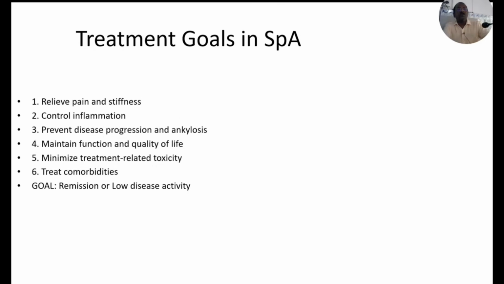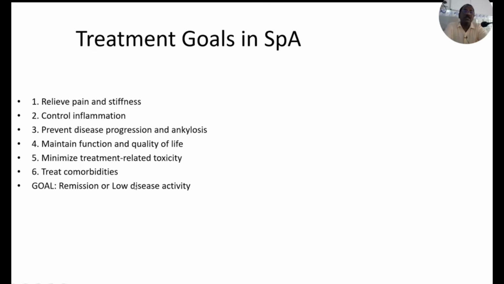Now coming to the treatment goals. The first goal should be relief of the pain and stiffness. That is what the patient comes to you for, so you want symptomatic relief. Control further inflammation in the joints and prevent disease progression, because if you don't prevent the progression, there will be ankylosis, bamboo spine and limited motion. Maintain function and quality of life. Minimize treatment-related toxicity once you use biologicals, methotrexate or sulfasalazine, because there will be drug-induced toxicity. So you have to minimize it and treat the comorbidities, and the goal is always remission or low disease activity.